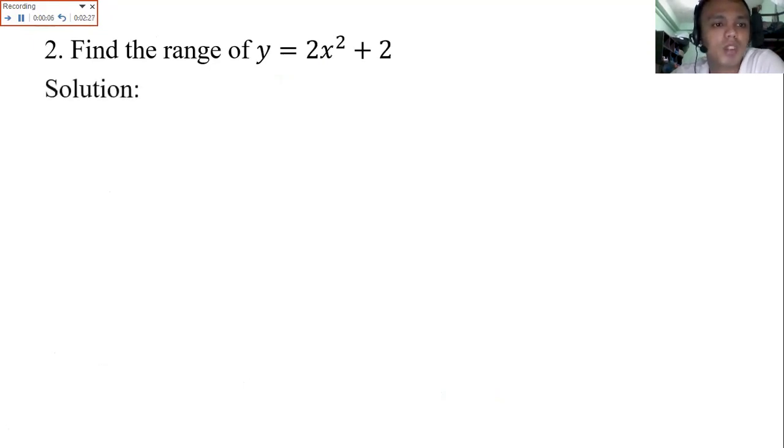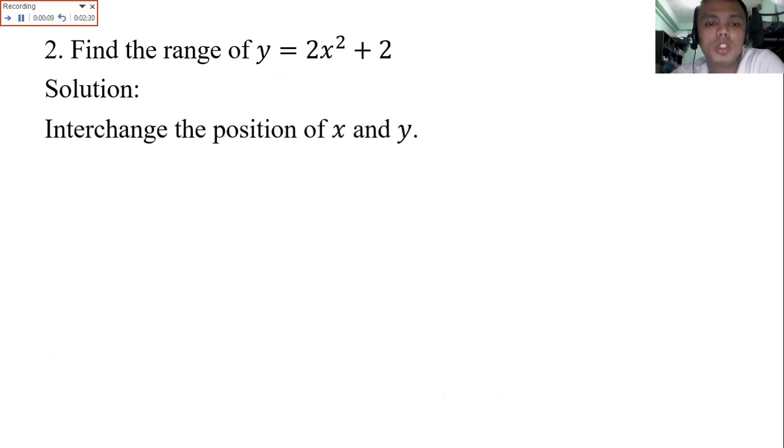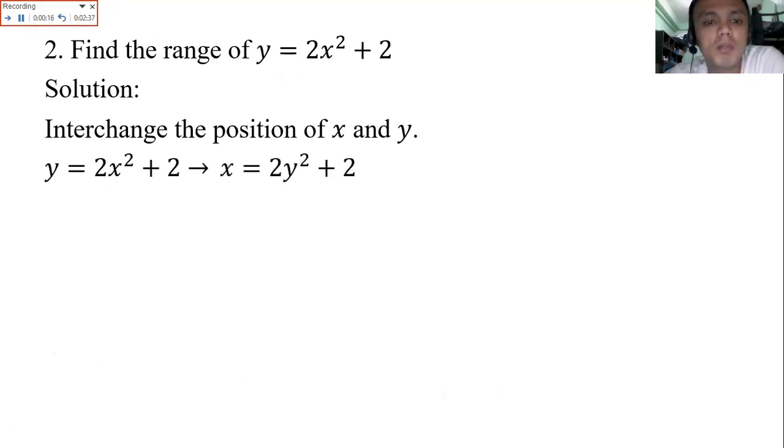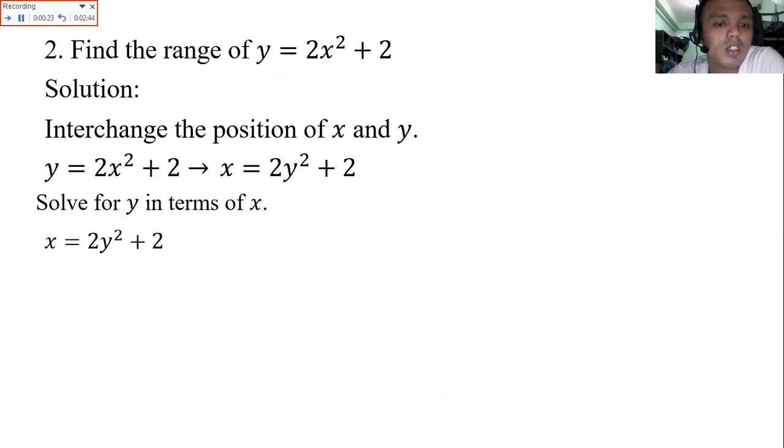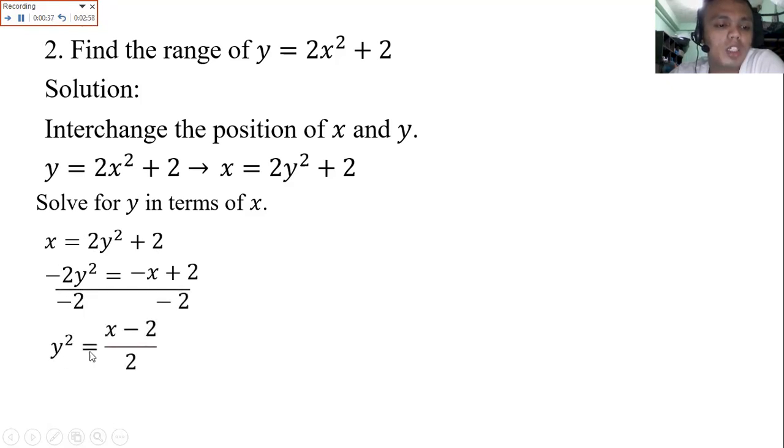Again, ganun pa rin. Interchange the position of x and y. So yung x mo magiging y, yung y mo magiging x. So we have x equals 2y squared plus 2. Then transpose, solve for y in terms of x. Transpose 2 to the other side, magiging negative 2y squared. Transpose x to the other side, we have negative x plus 2. Then divide both sides by negative 2. Cancel out yan. We have y squared equals x minus 2 over 2.